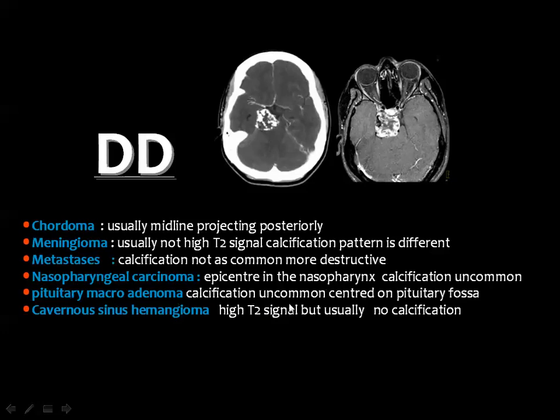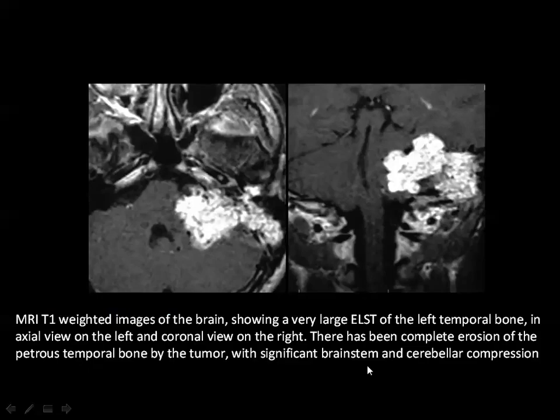Pituitary microadenoma: calcium is uncommon in the pituitary lesions, and the tumor is totally confined to the pituitary fossa. Cavernous sinus hemangioma is not an aggressive lesion. It may be bright in the T2 weighted image, and it does not contain calcium.